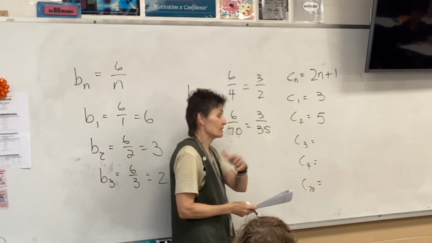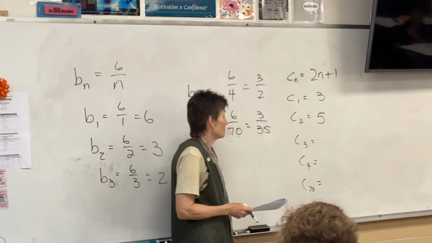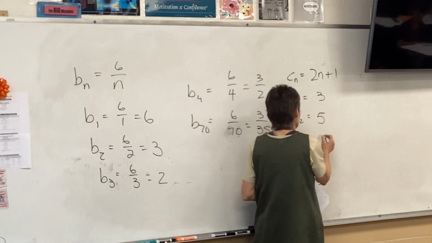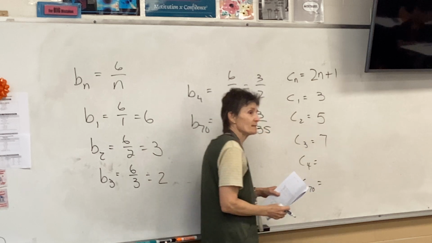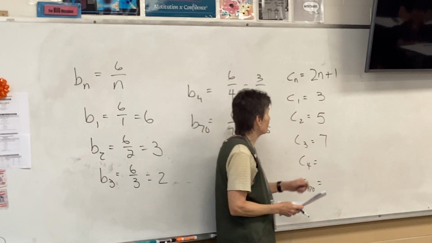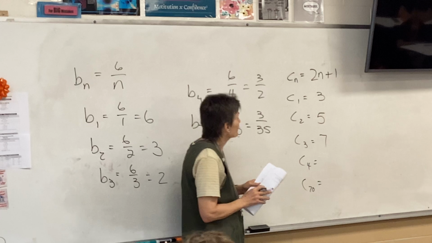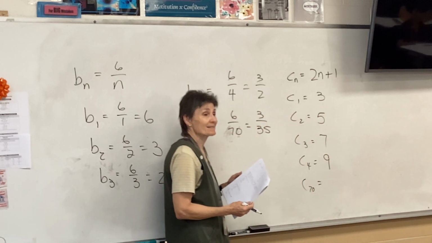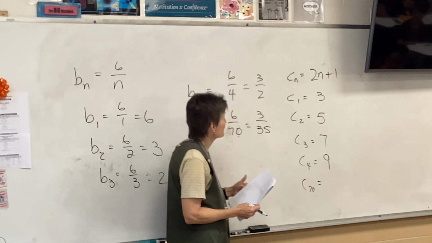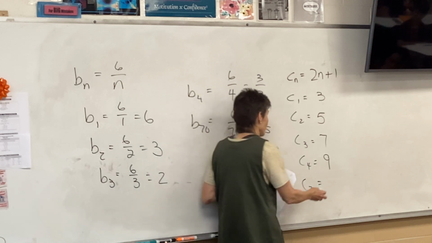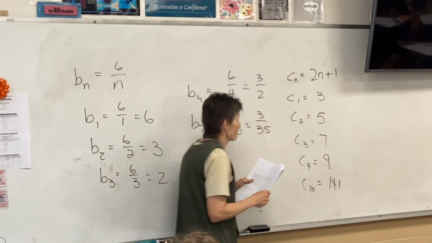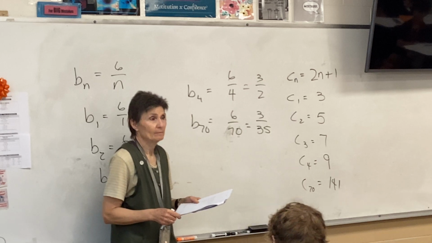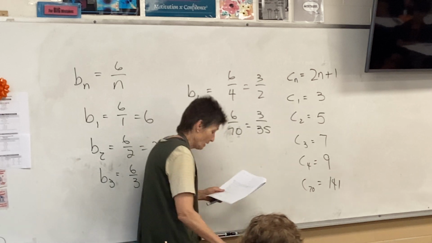You'll have a calculator for this whole unit also, just like before. C sub 3, 2 times 3 plus 1, 7. I'm kind of seeing a pattern develop here, let's see. C sub 4, what would that be? 9. And then C sub 70, so we're gonna skip a whole bunch, it goes straight to 70, 141. Do you think that's pretty easy? Yeah. Okay.